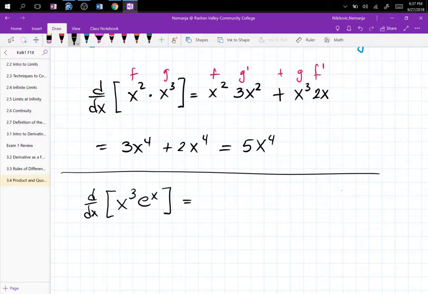So we are going to copy the first times the derivative of the second, plus copy the second times the derivative of the first. So copy the first, which is f of x, times the derivative of e to the x, which stays unchanged, plus copy the second, which is e to the x, times the derivative of the first.